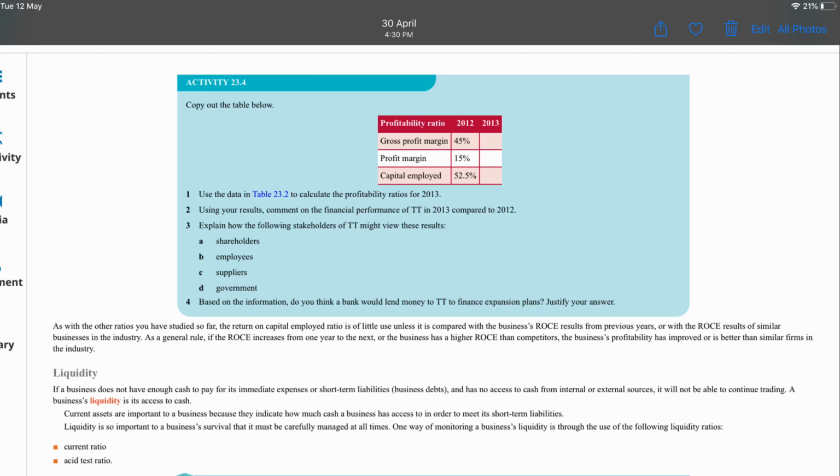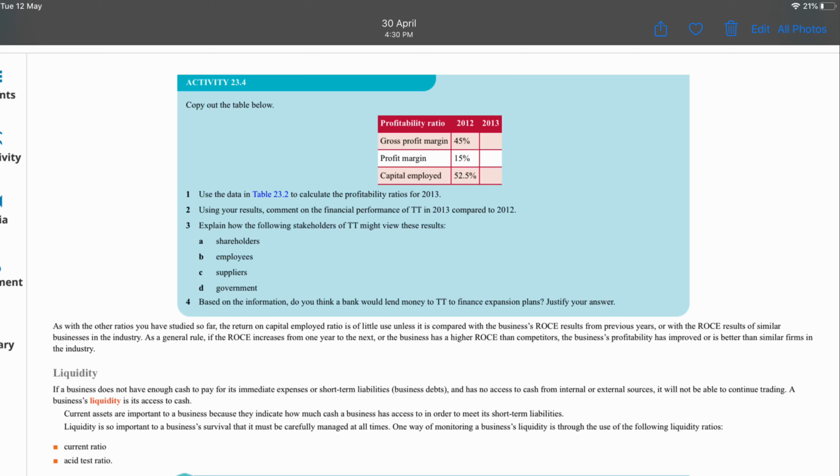Question number 2 says: using your results, comment on the financial performance of TT in 2013 compared to 2012. Your answer should be: gross profit margin has improved, but not the profit margin. Or you can suggest TT has not controlled overhead costs as well in 2013 as in 2012. However, TT is more efficient in use of capital because capital employed has increased. That can be your answer for question number 2.